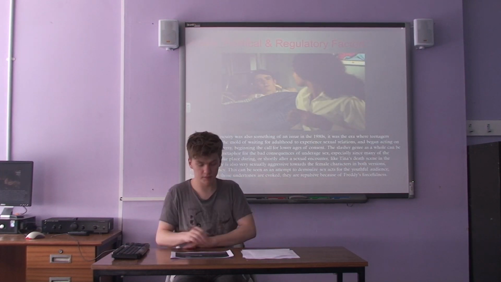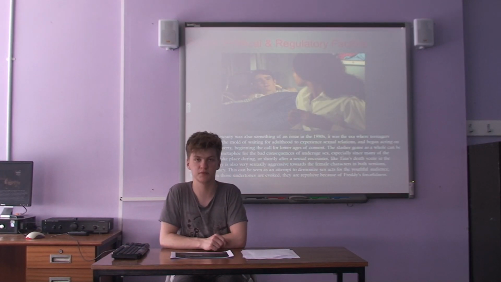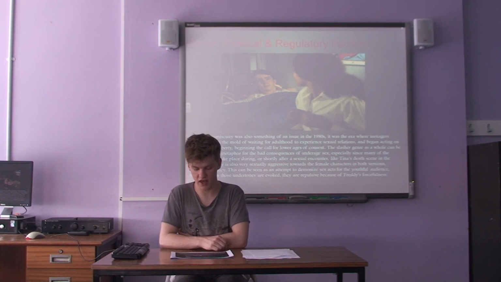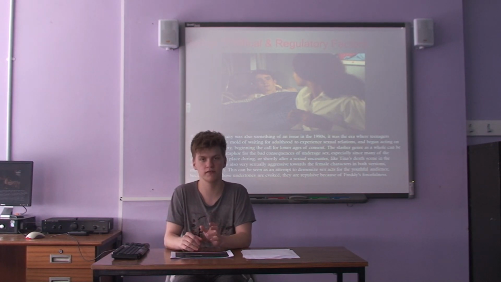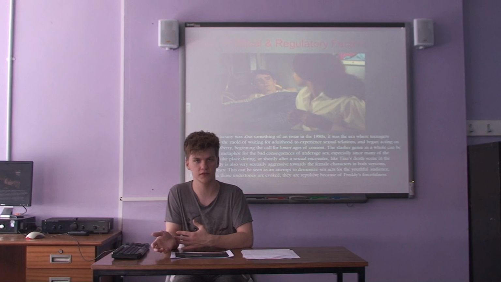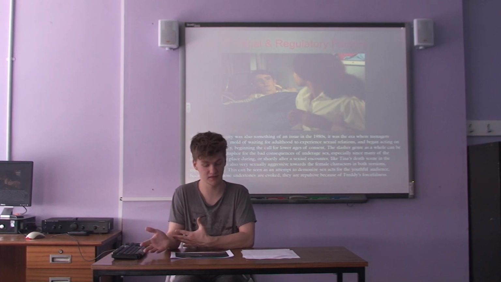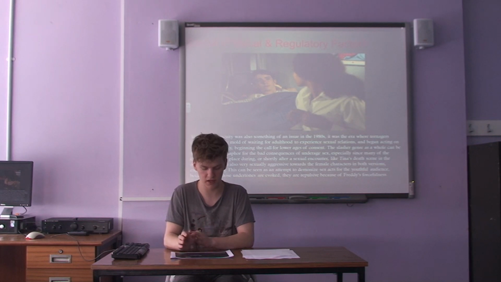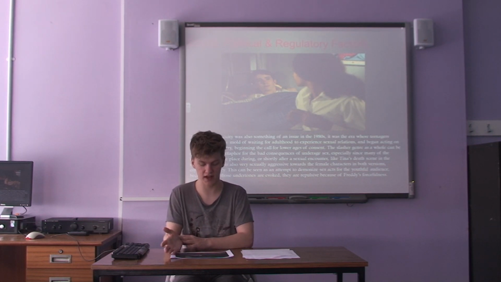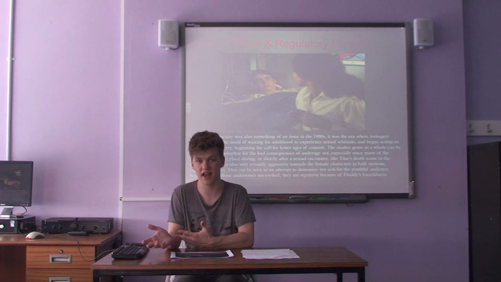Now, another political factor was teenage promiscuity, which was something of an issue in the 80s. The 80s was really the era where teenagers began to break the mold of waiting for marriage, waiting for adulthood, to experience sexual relations. And they began acting on the urges of puberty much sooner. And the 80s was really where the call for lower ages of consent began.